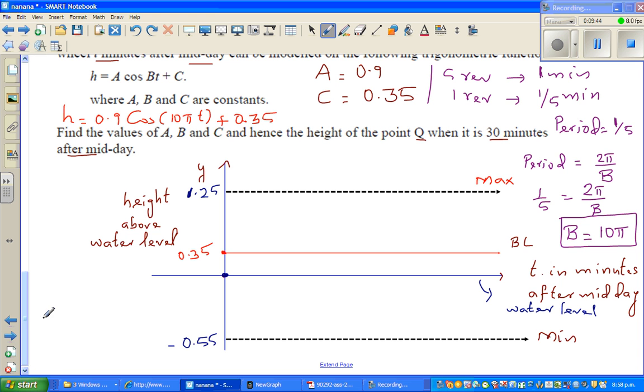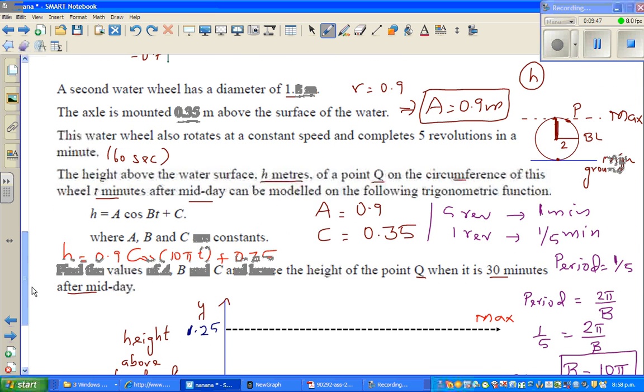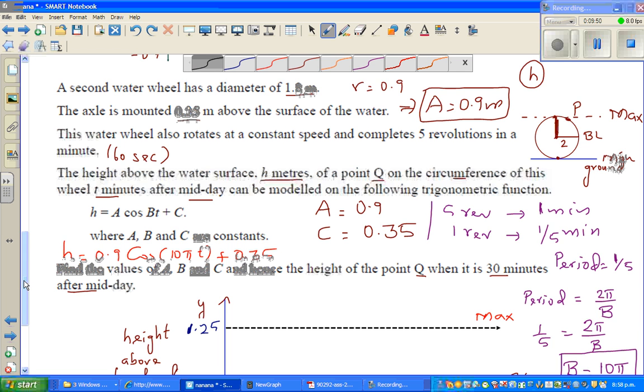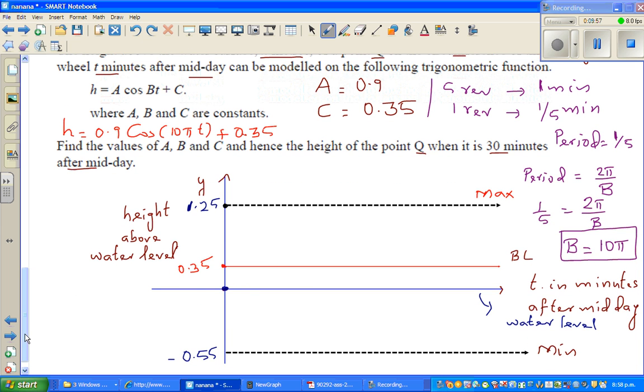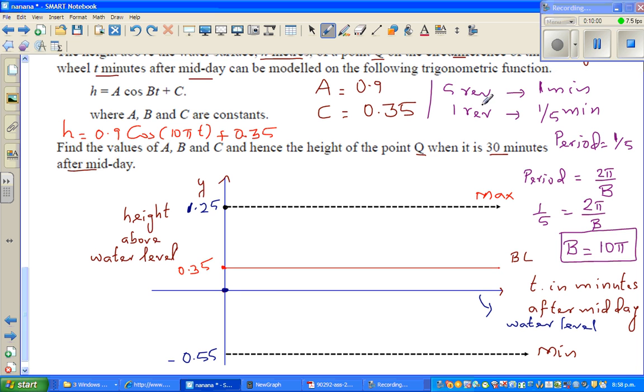Now cos starts at the maximum. So let me use black here. Cos always starts at maximum. Now I have to do the four divisions. One revolution is 1/5 of a minute, so let me divide this into four equal parts: 1, 2, 3, 4. So this is 1/5 of a minute. Half of 1/5 is 1/10 of a minute, and half of 1/10 is 1/20 of a minute. So this is a scale of 1/20 of a minute. This is 2/20, which is 1/10. This is 3/20, and this is 4/20, which is 1/5.